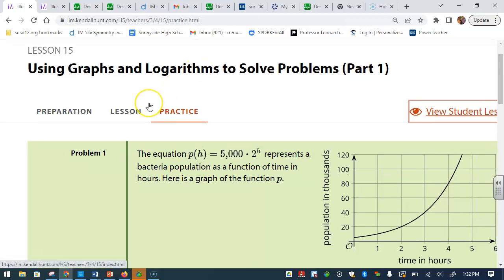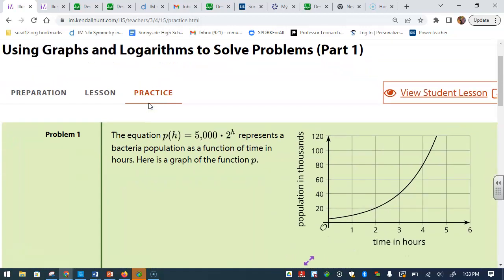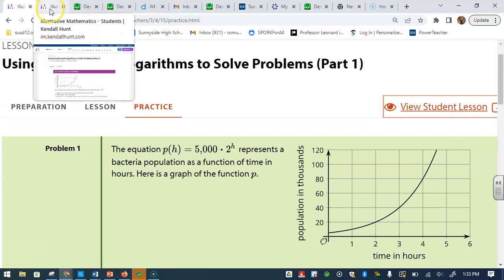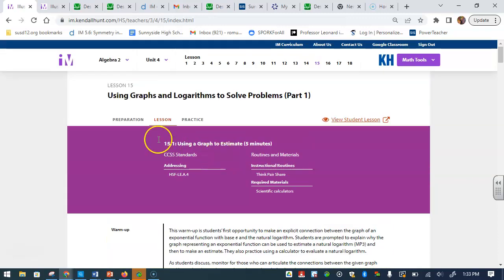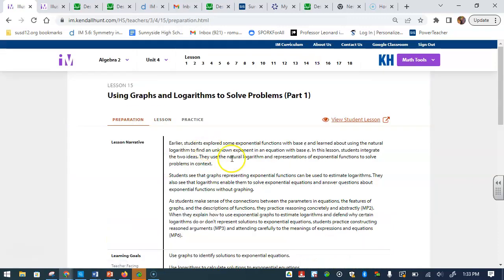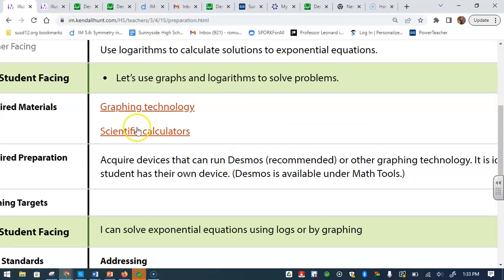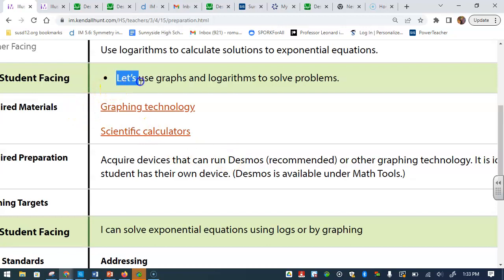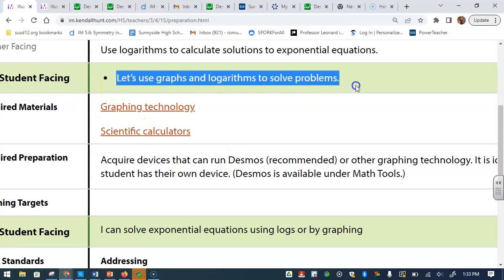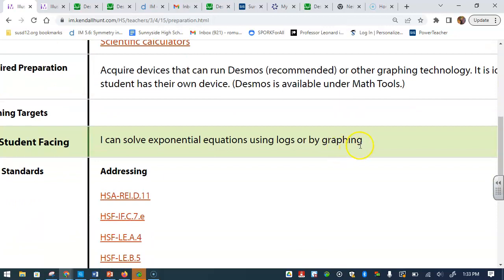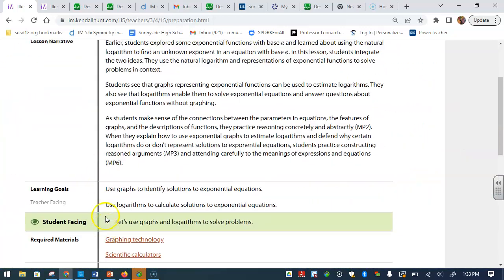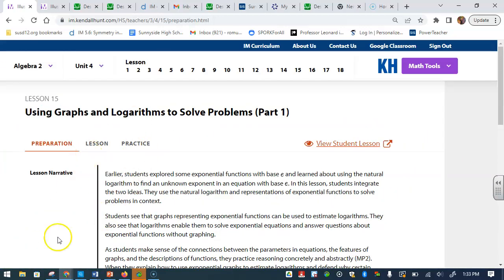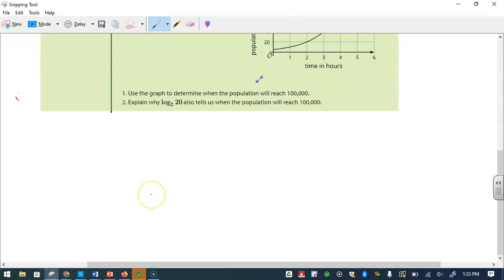Here I'm going straight away to practice problem number 1. At the same time, I would also like to show the learning target. The student-facing learning target is: let's use graphs and logarithms to solve problems, and I can solve exponential equations using logs or graphs. So I'm going to dive straight into the practice problem, the first problem right here.